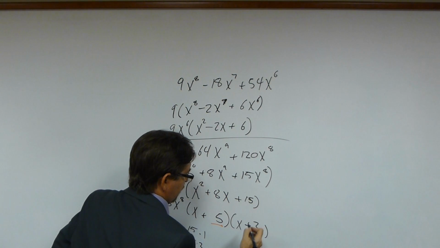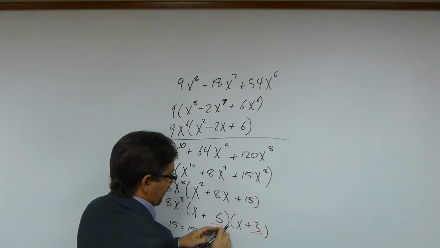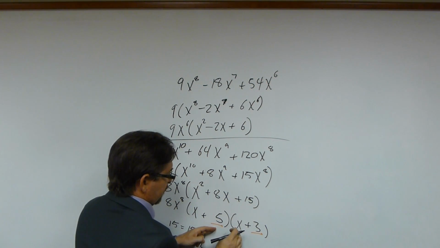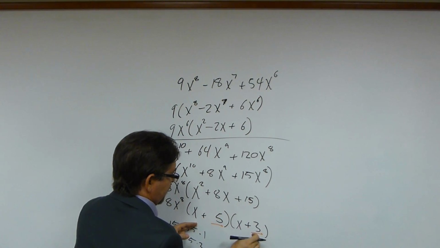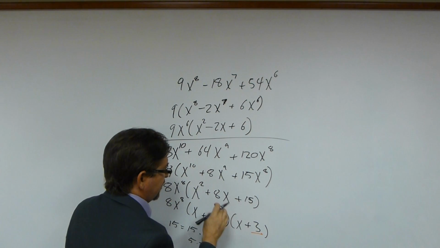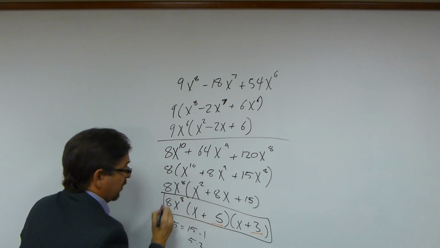5 and 3. X squared, check. 5 times 3, 15, check. 5 times x, plus x times 3, that's 5x plus 3x gives us 8x. Bingo. That's our answer.